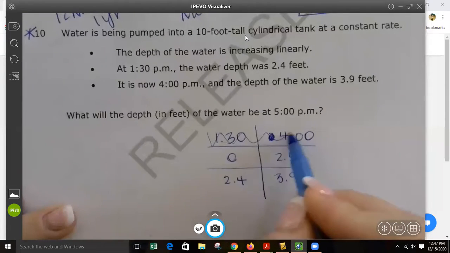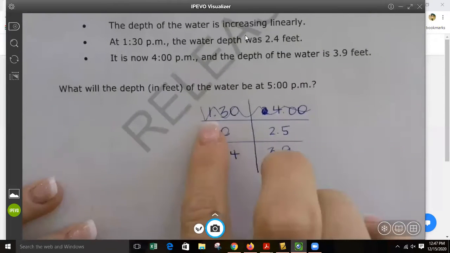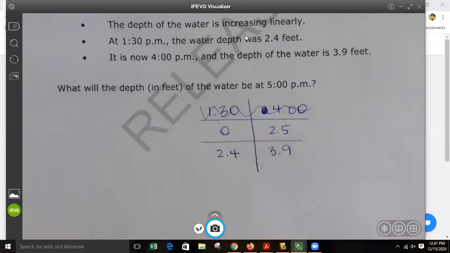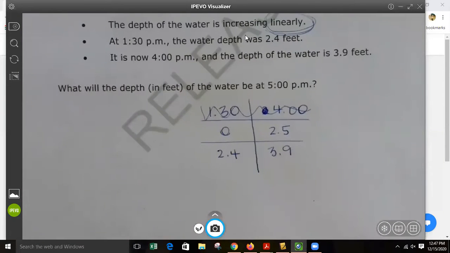So we don't need this. This is just how I got these two numbers. So we started at 0. The 2.5 is how long it was from 1 to 4. Okay, 1:30 to 4 o'clock. All right. So then the reason they tell you it's linear is so that you can make a linear equation.